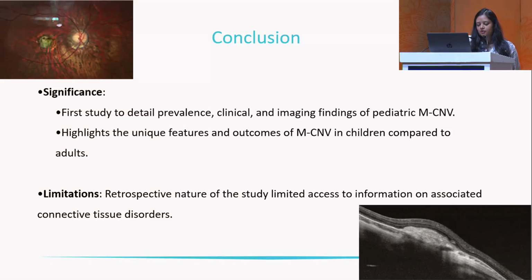The significance of our study was to detail the prevalence, clinical and imaging findings of pediatric myopic CNVM, and it highlights the unique features and outcome of myopic CNVM in children as compared to adults. It had limitations as well, which included limited access to information on connective tissue disorders, if any, in these patients.